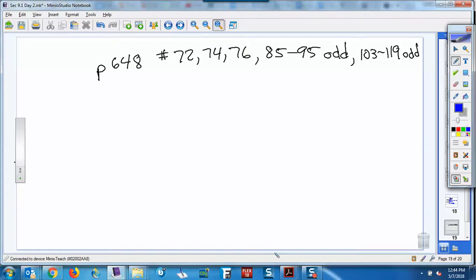Okay, there's your homework assignments. Yes, I did add a couple of my Excels that have to do with sigma notation.